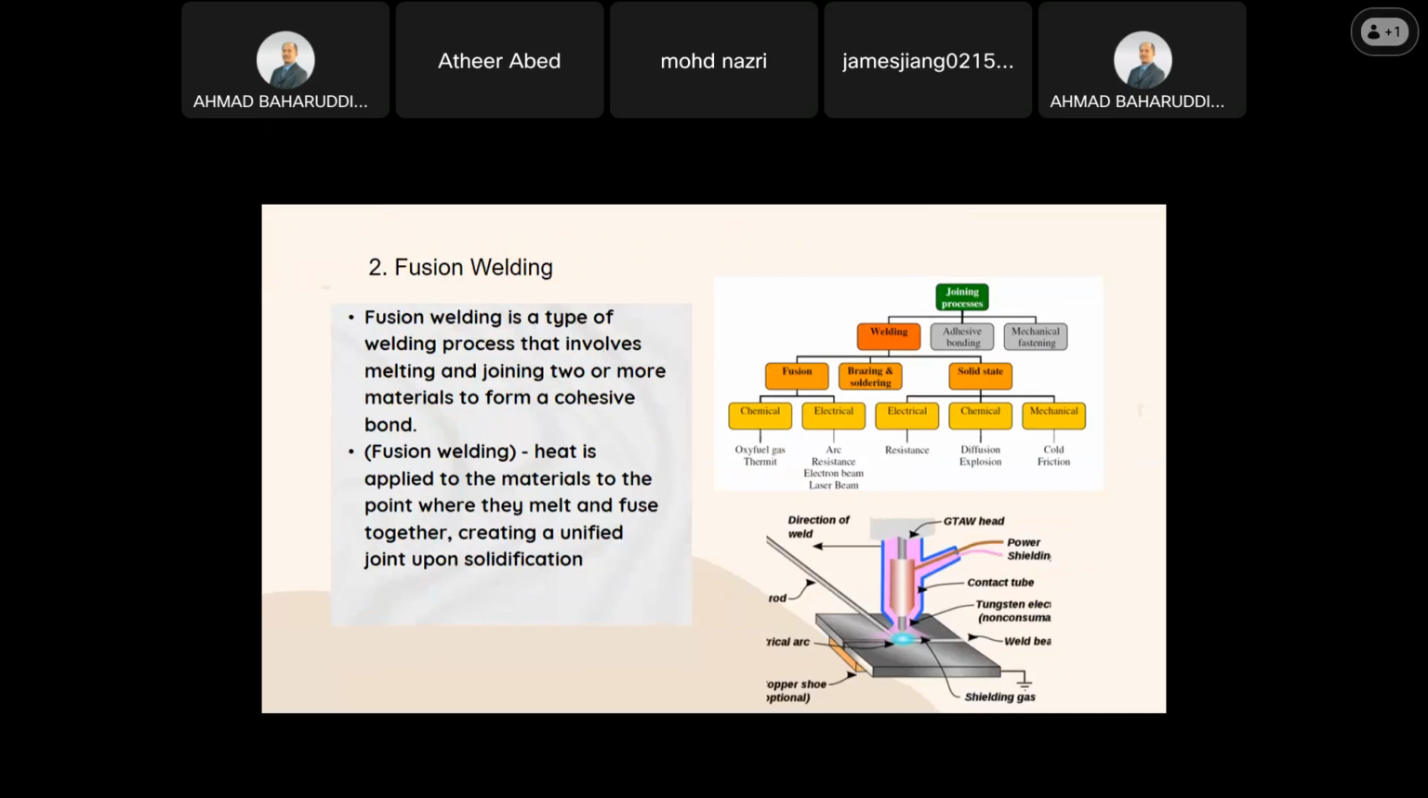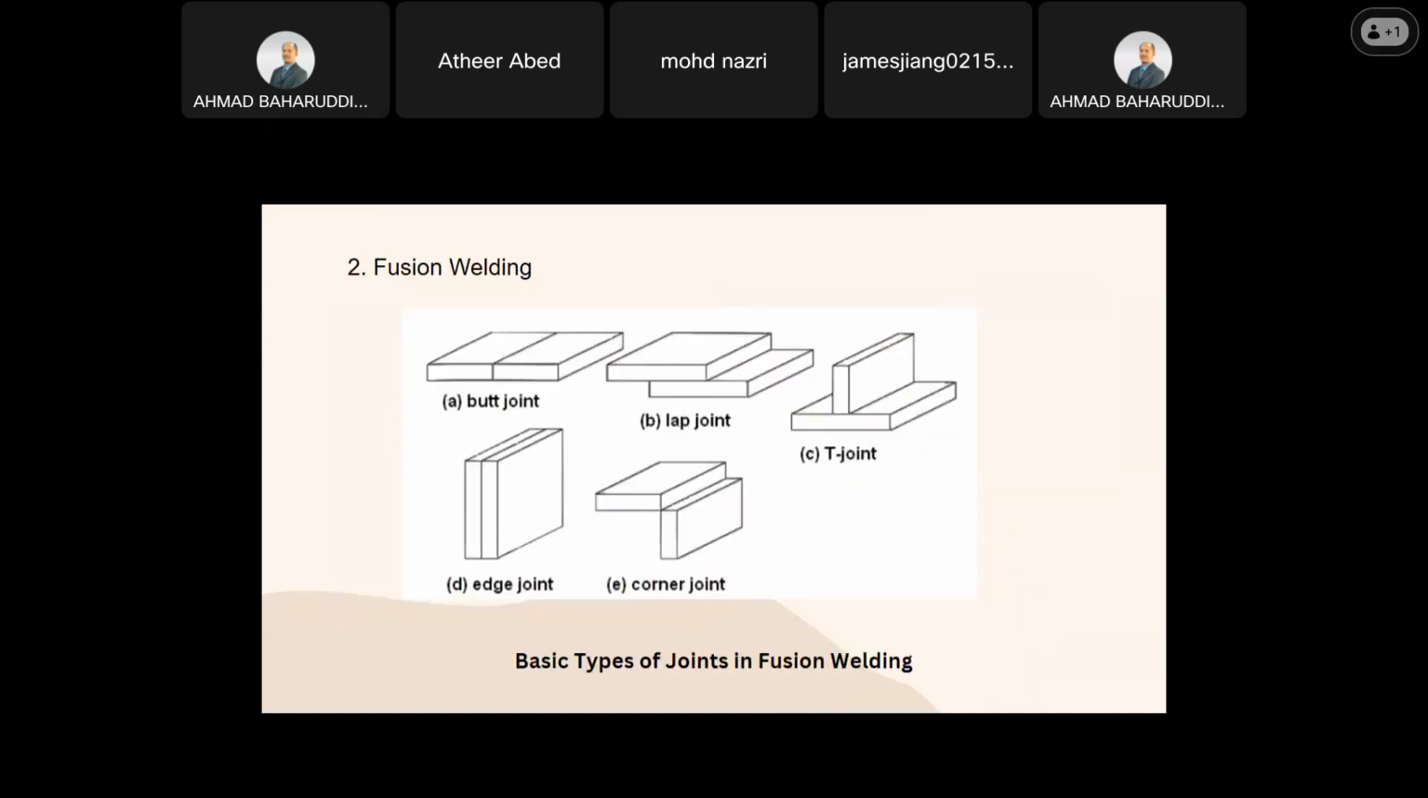So for the manufacturing process of joining, it consists of three methods, which is welding, adhesive bonding, and mechanical fastening. So for my final year project, I will use the laser welding. So we will be focusing on the fusion welding. So next, this is the basic types of joints in the fusion welding. But for my final year project, I will use a butt joint.